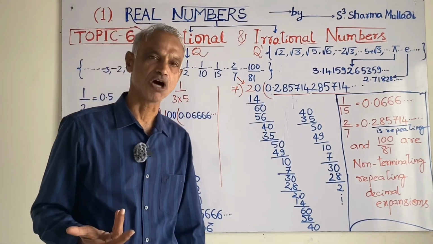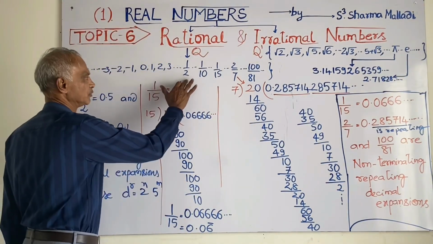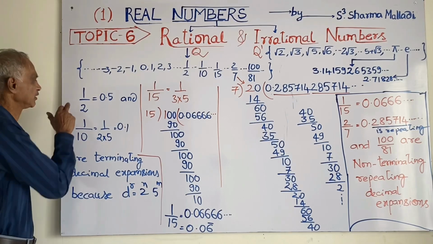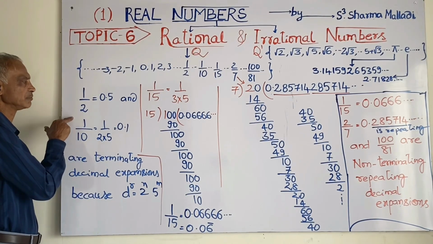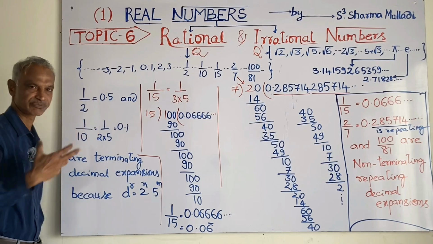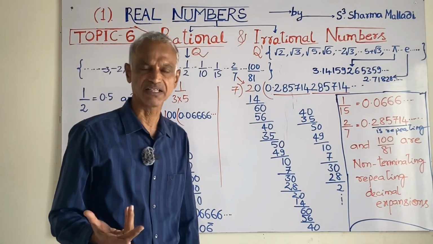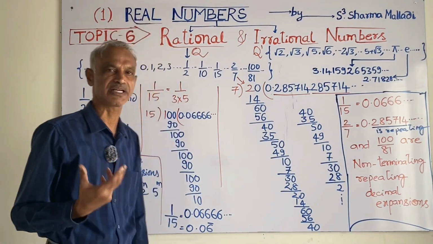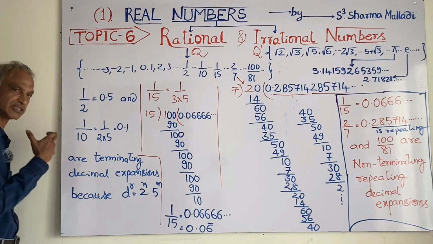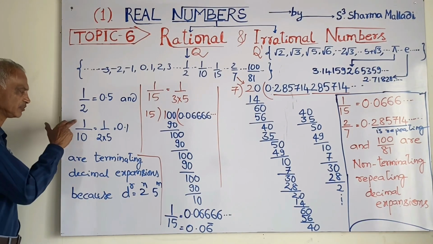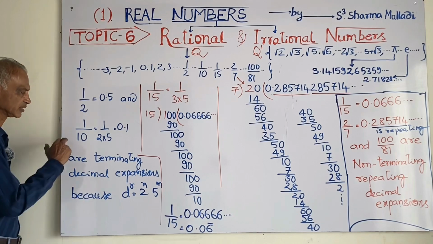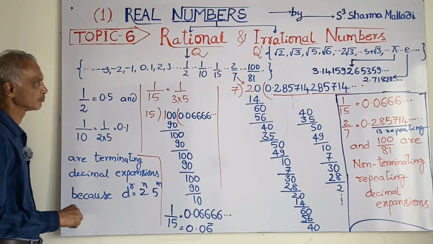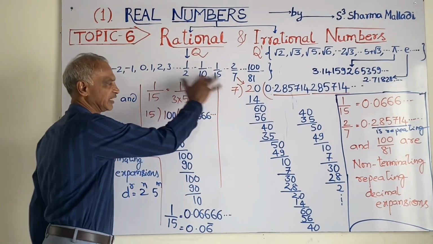and which are non-terminating. See 1 by 2. Already I told you 1 by 2 is terminating decimal expansion. 1 by 2 can be written as 0.5. If you divide 1 with 2, you are getting remainder as 0. 1 by 10 also is terminating. If you divide 1 with 10, you are getting remainder as 0. These two are terminating. Now I will take 1 by 15.